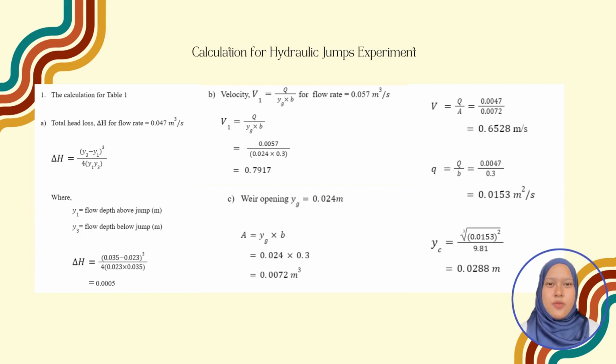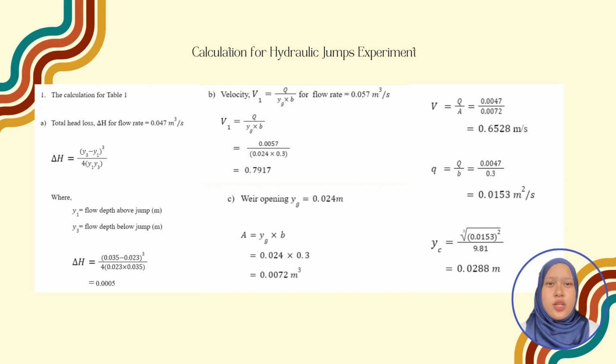This is the calculation for hydraulic jump. For total head loss, we use the formula Y3 minus Y1 cubed, divided by 4 multiplied by Y1 and Y3. For velocity, we use V equal to Q divided by Y multiplied by B, which is the weir breadth, equal to 0.3 meter.